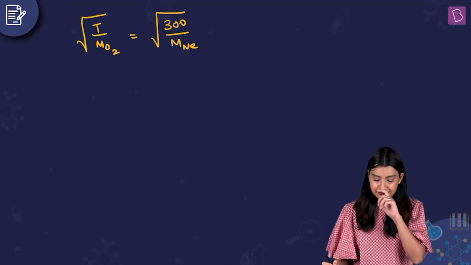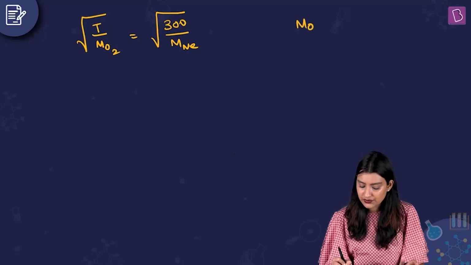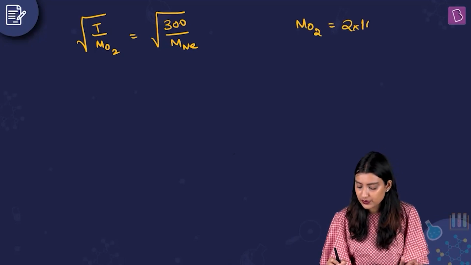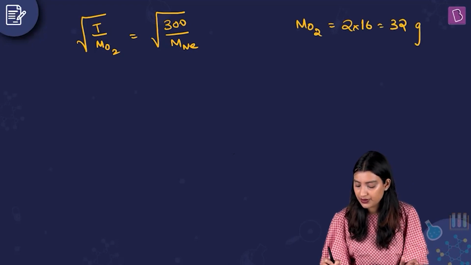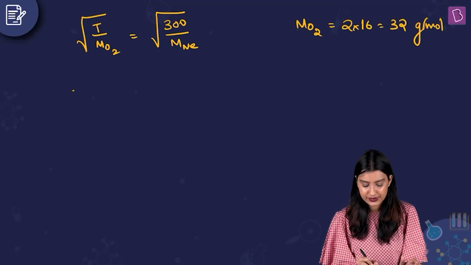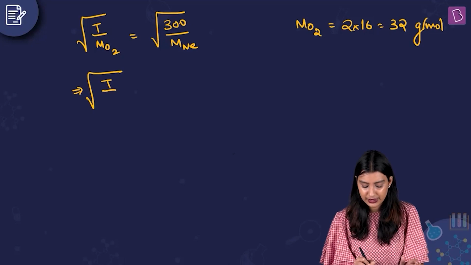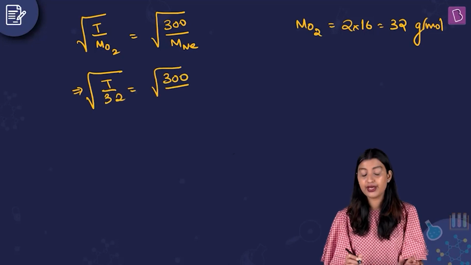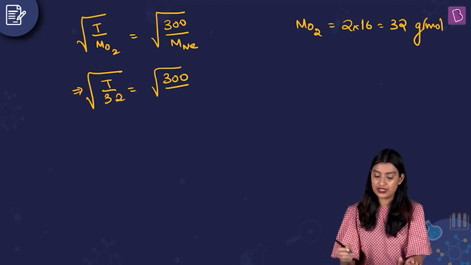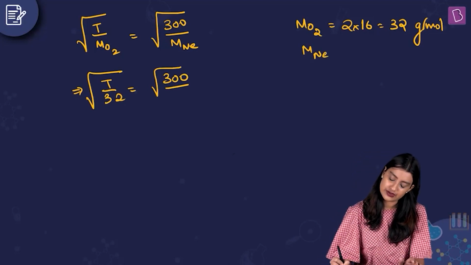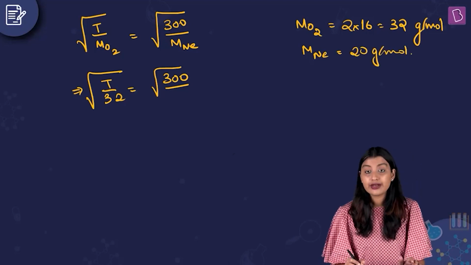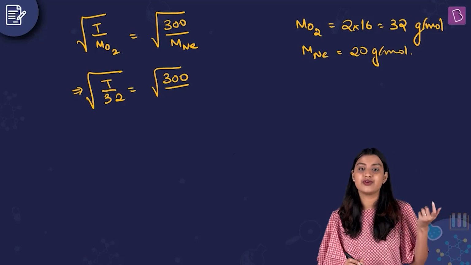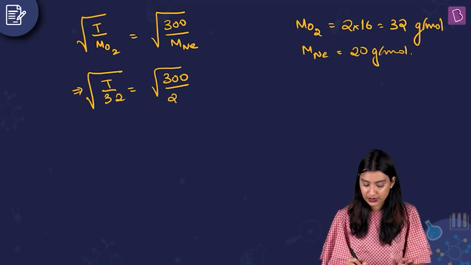Let's get started. What is going to be the molar mass of oxygen? It's going to be 2 into 16, which is nothing but 32 gram per mole. Correct? So this is under root of T by 32 is equal to under root of 300 divided by the molar mass of neon. So molar mass of neon is nothing but 20 gram per mole. Why? Because the atomic number of neon is 10. So this is going to be 20.